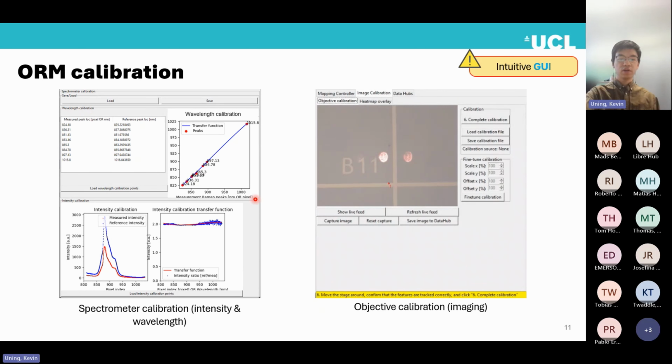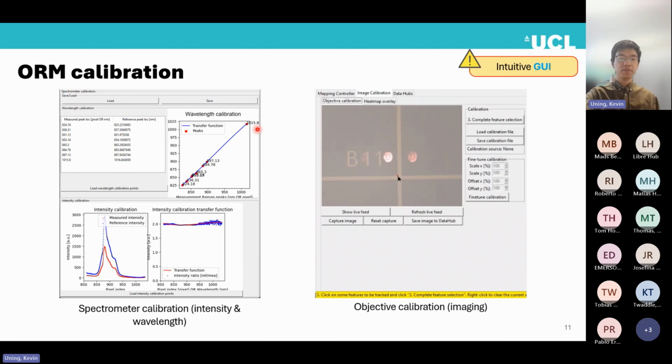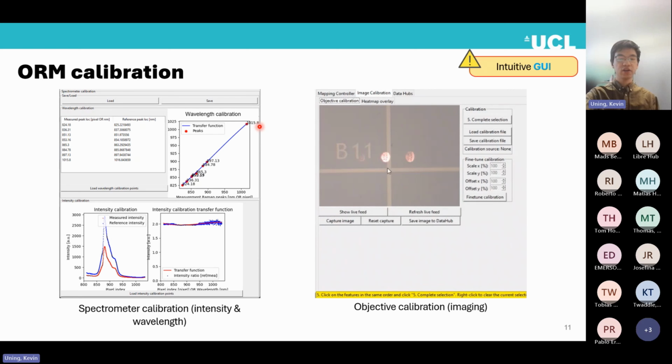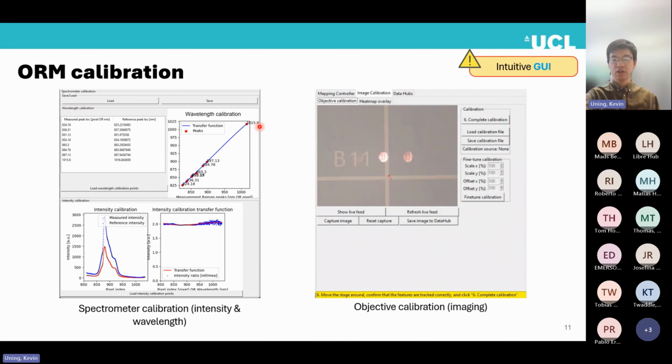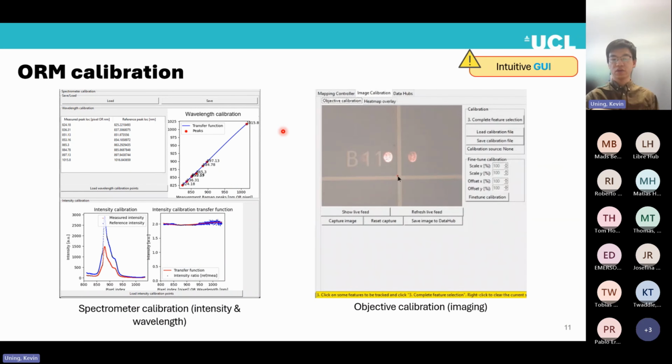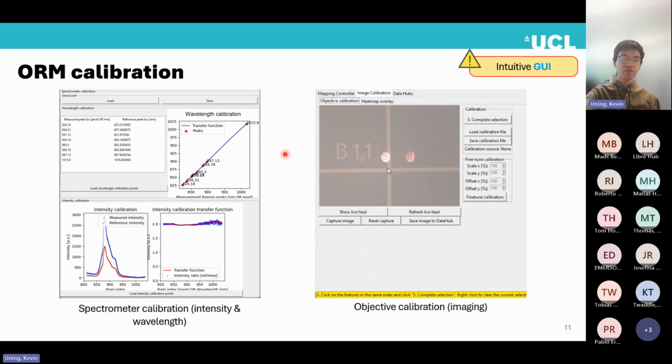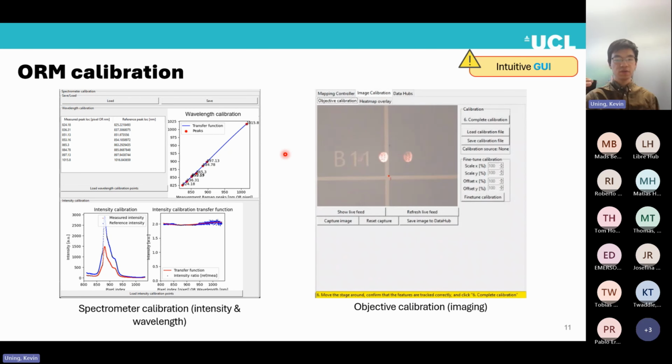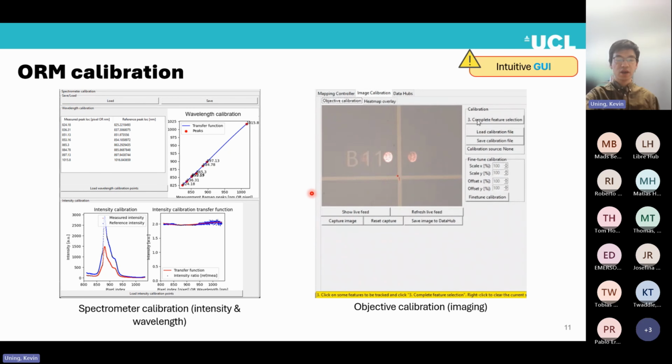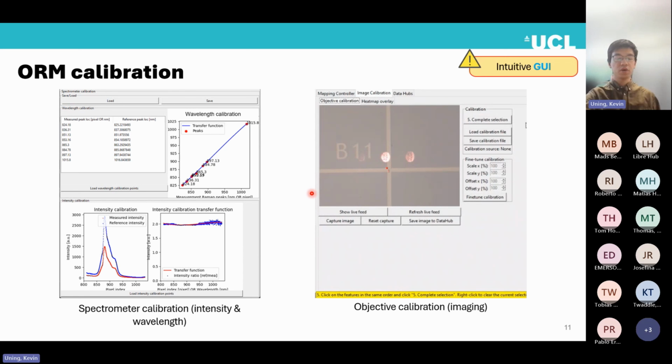What you're seeing currently are the peaks from polystyrene, and ideally one can also use a specific calibrant that is agreed upon by the field. The second thing is the objective calibration, and this is done to calibrate the scale of your image. This would then allow us to have a lot of higher-level features, such as feature tracking, as what you're seeing at the moment, as well as image stitching and the heat map overlay, among other methods.